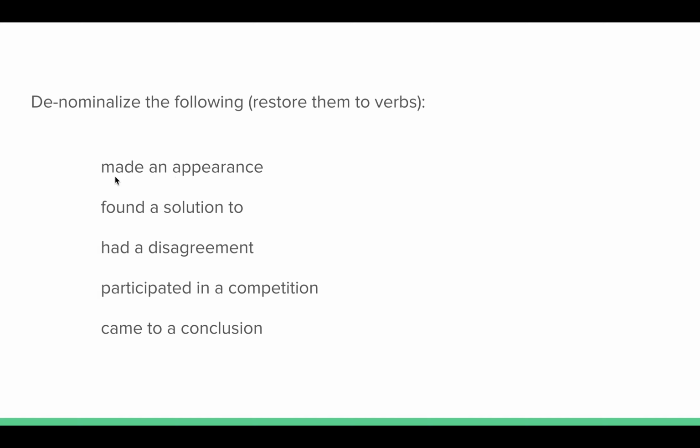So instead of saying so-and-so made an appearance at the party, we could simply say that so-and-so appeared at the party. Or instead of writing, I found a solution to that problem we were having, we could say, I solved that problem we were having. We don't have to write that you and I had a disagreement. We could simply write that you and I disagreed.